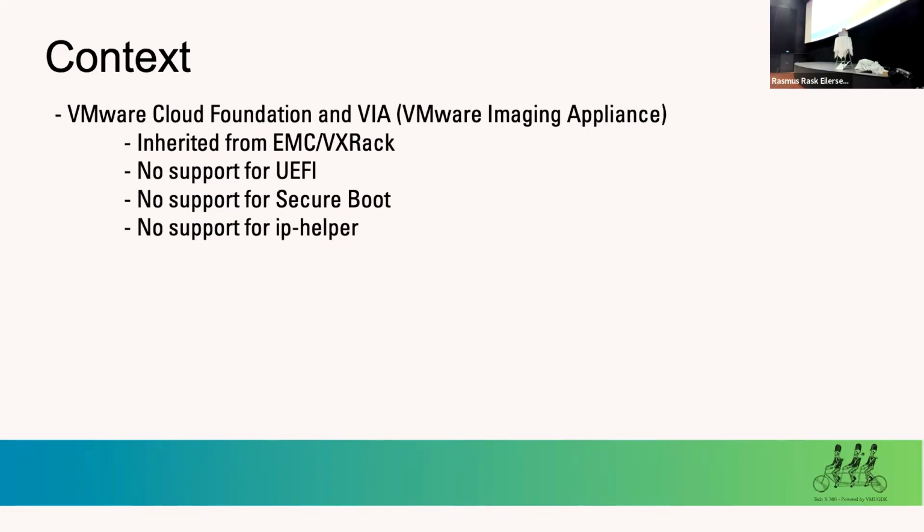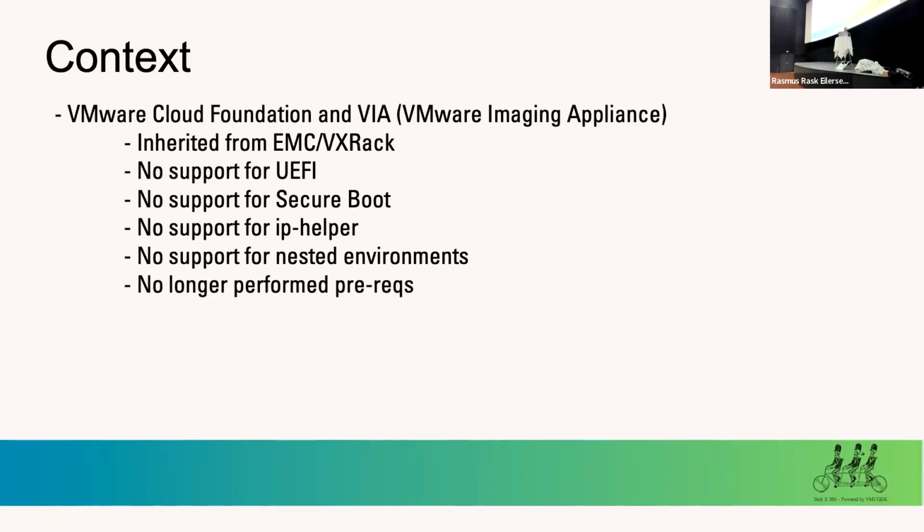It didn't have any support for IP helper, so you needed to have the appliance on the same layer 2 network to do DHCP broadcasts, and that's not always feasible. Sometimes you want to have your imaging appliance on another network. It didn't support nested environments, or rather, it actually blocked nested environments. So if you wanted to spin up a virtual nested data center in a lab, you couldn't, because the MAC address range that VMware uses was blocked in the application. And it didn't do the prerequisites that were required for VMware Cloud Foundation. And finally, it was announced deprecated.